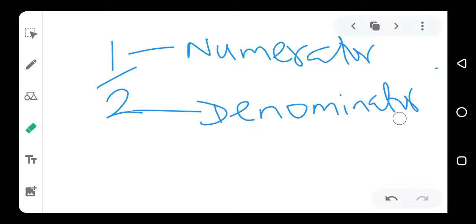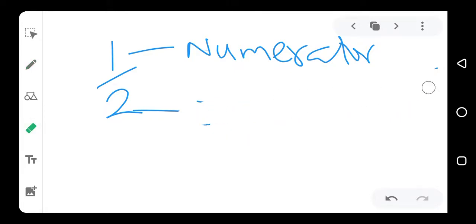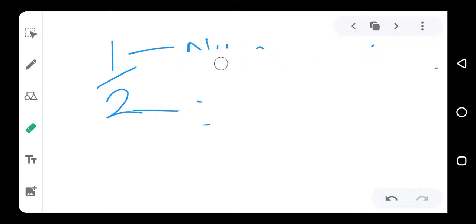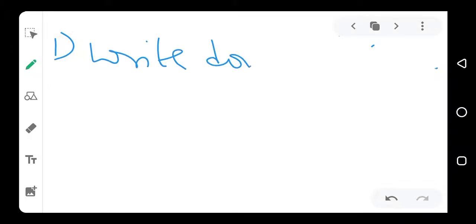Now, if you want to convert a fraction to percentage, the first thing we do is to multiply the numerator by 100. Whenever we are talking about percentage, 100 should come to your mind. So first step, write down the fraction. That is the first thing. Write down the fraction.